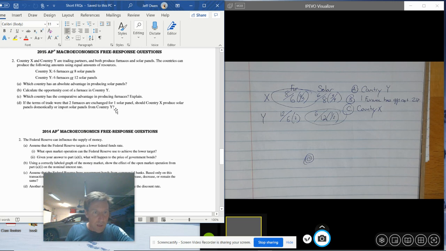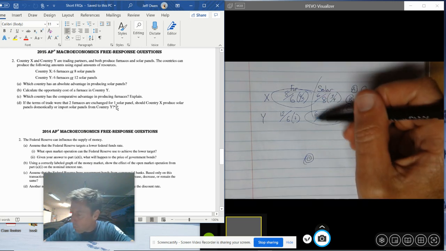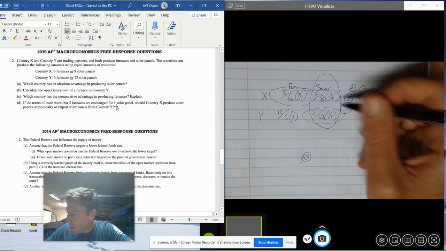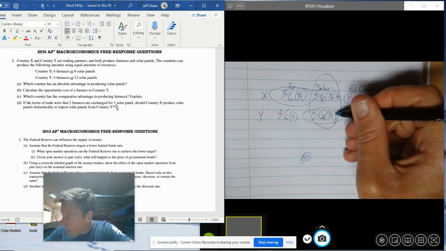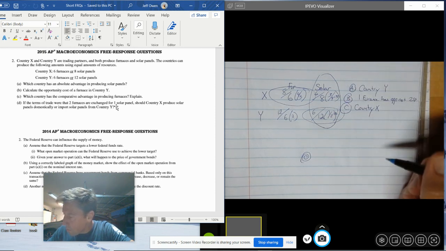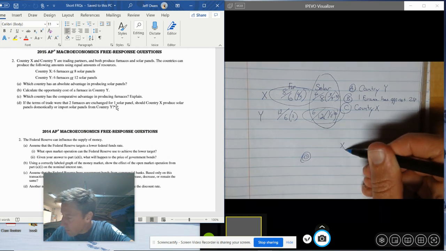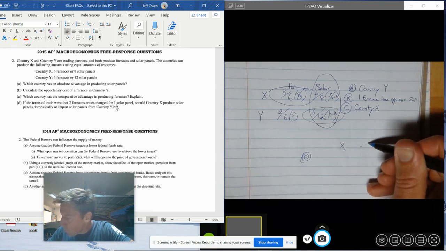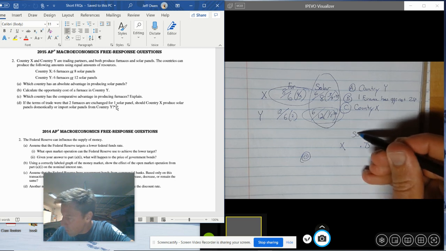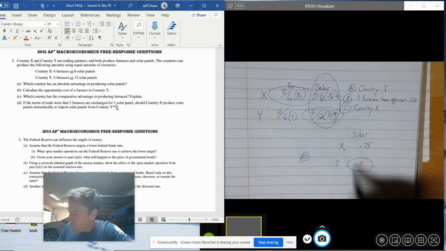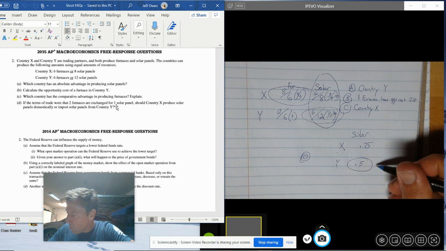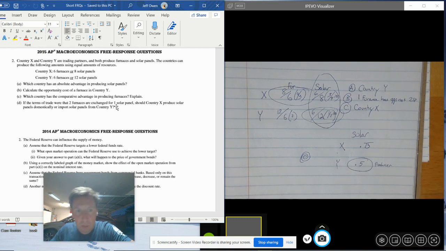Okay, so we're talking about solar panels. So we're in this category right here. These are some small numbers right here. So 3/4 is the same as 0.75 and 1/2 is 0.5, right? So I'm going to put this over here and we've got country X, they do 0.75, so this is solar, and then country Y, it's 0.5. We know that country Y has a comparative advantage. So these guys are our producer. They're asking, should country X produce solar panels domestically or import them from country Y?